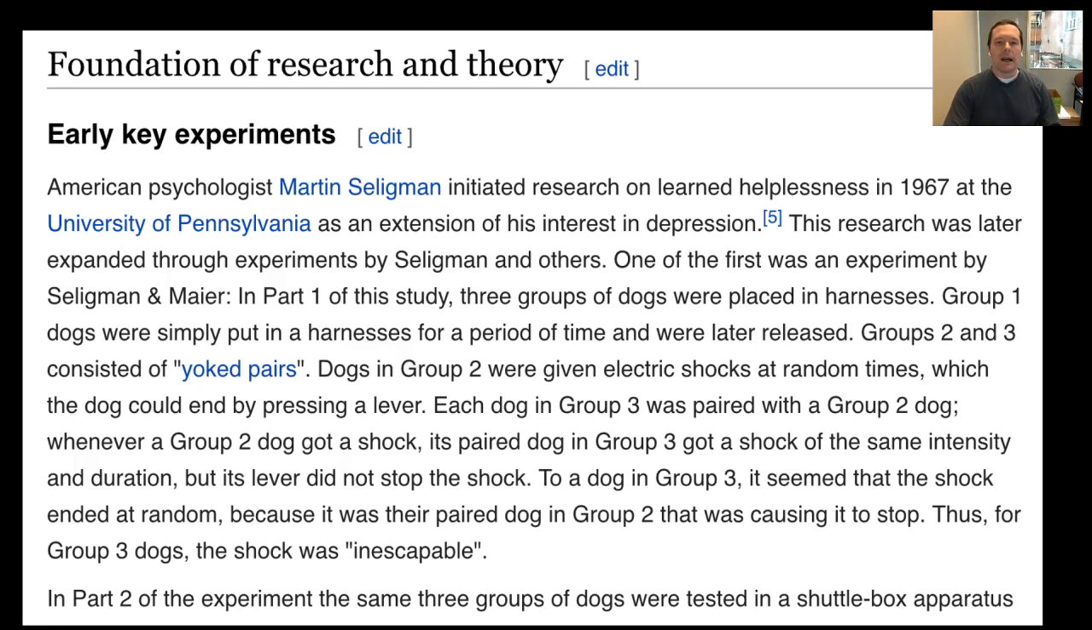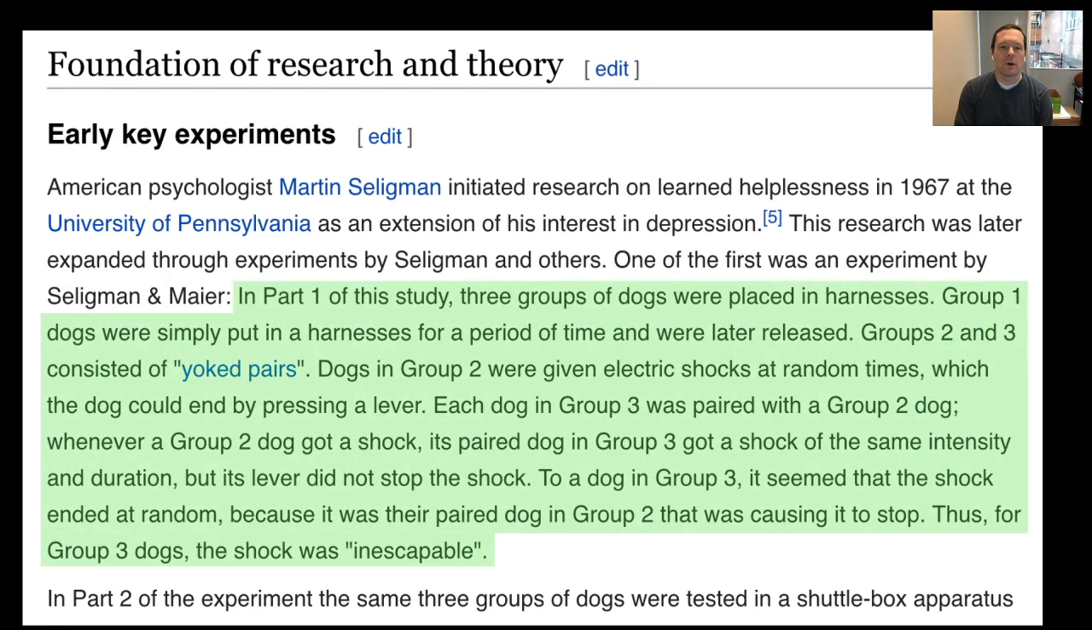Oh, yeah. All right. Very quickly, the way it worked was they put dogs in harnesses, and there were shocks being applied to the dogs. Group two had shocks at random times. The dog had control. If it pressed the lever, it didn't get shocked. And then here's the interesting part. Group three had a paired group two dog. Group two dog gets shocked. Group three dog is shocked, except the lever doesn't stop it. So as far as the group three dog is concerned, there's a random shock with no control. So that's study one.